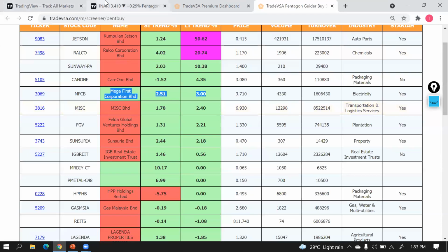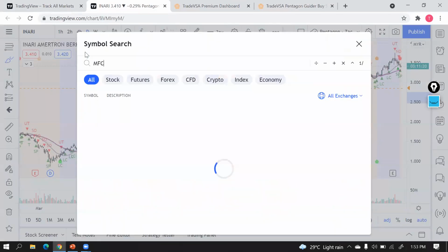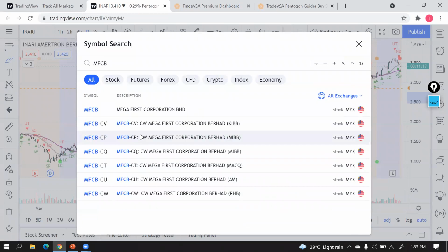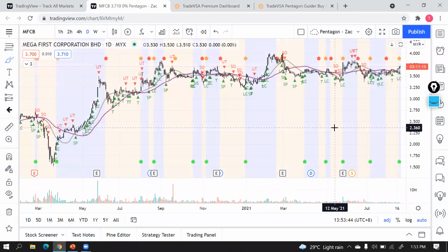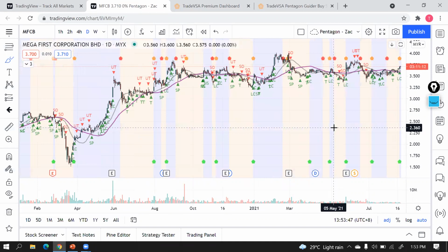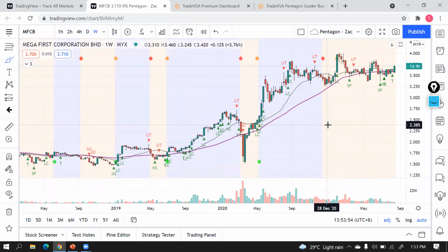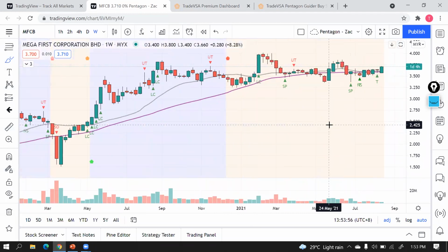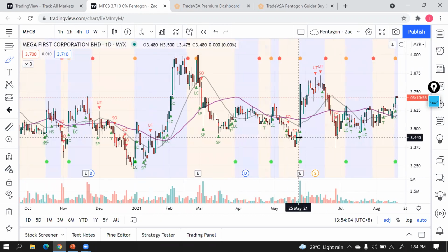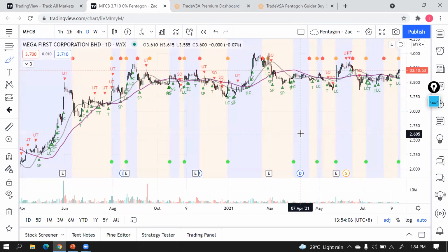Let's go to MFCB. I haven't checked MFCB for quite some time. This is mega first, long-term accumulation. For some members, if you like to trade something safer, accumulation, you can use the green color coded. Again, it's a bit boring to be frank, but at least the accumulation is good. I'm not so sure, but I think they are forming a VCP. Let's look into the weekly chart.